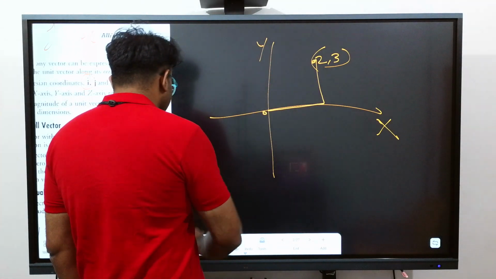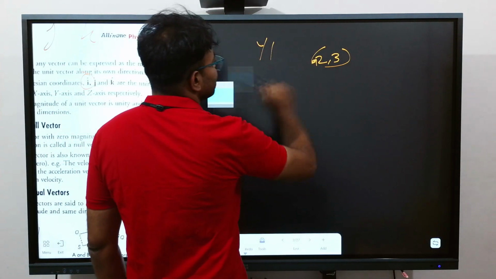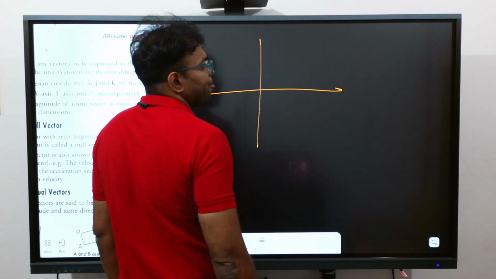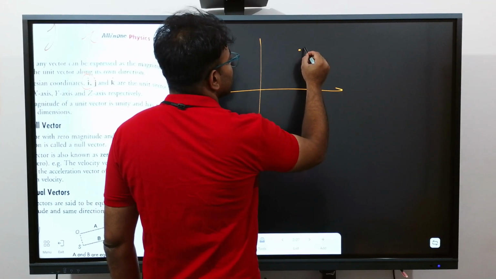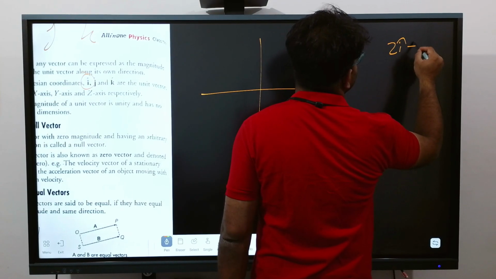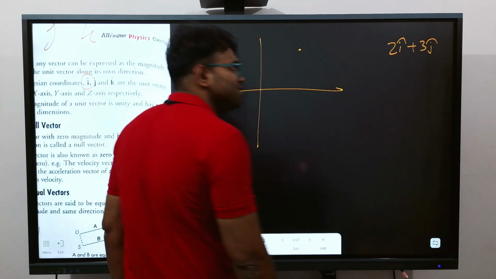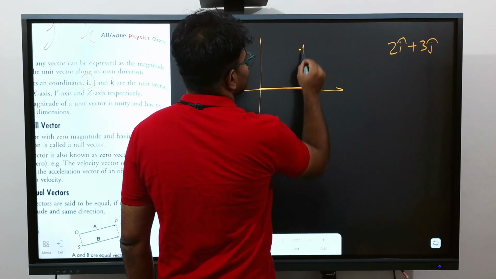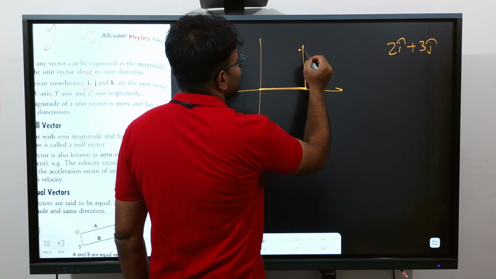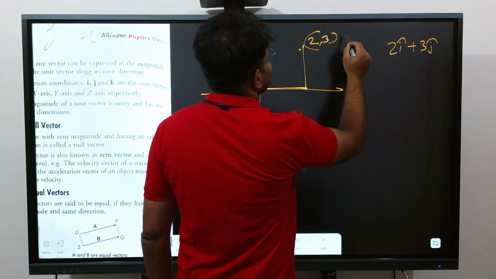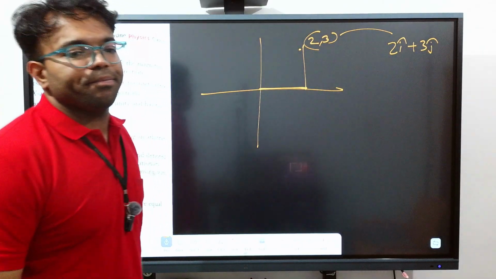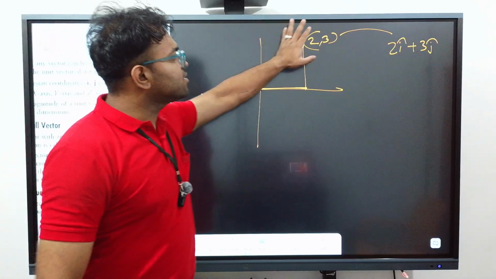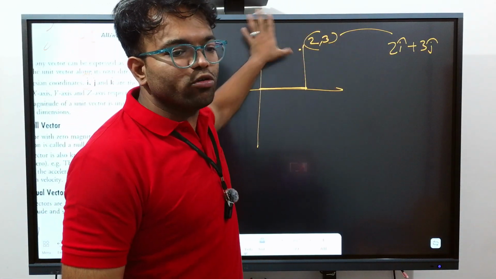Yeah. So basically this is the same way how we represent vectors also. For example, if you have a vector 2i cap plus 3j cap, you know what that means? You move 2 units in the x direction and 3 units in the y direction to reach the same place. This and this are absolutely the same. Understood?